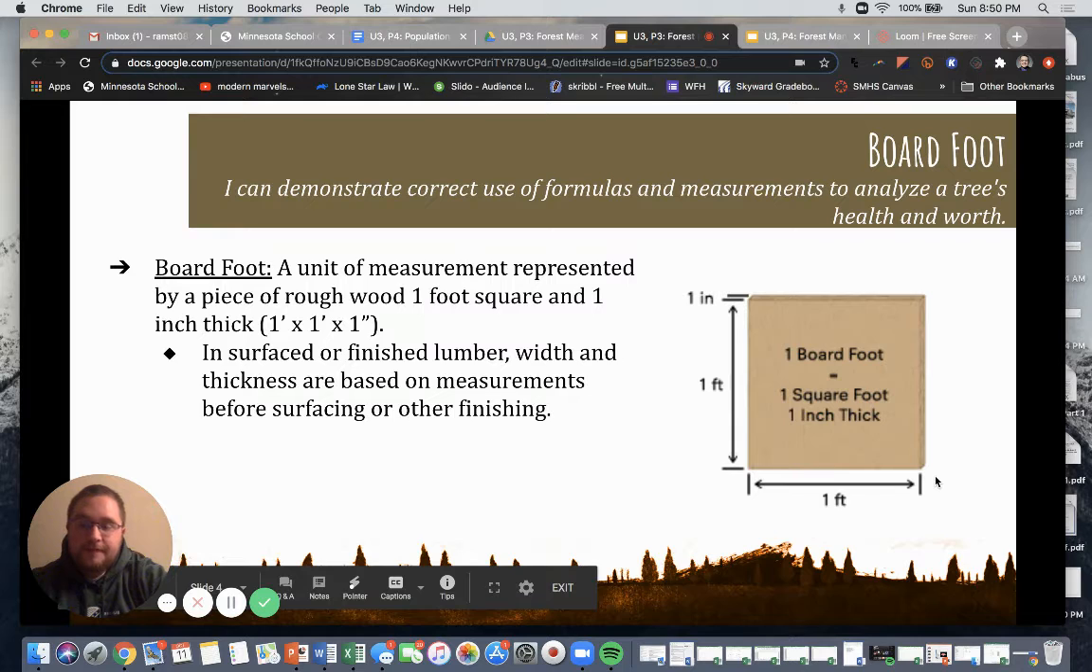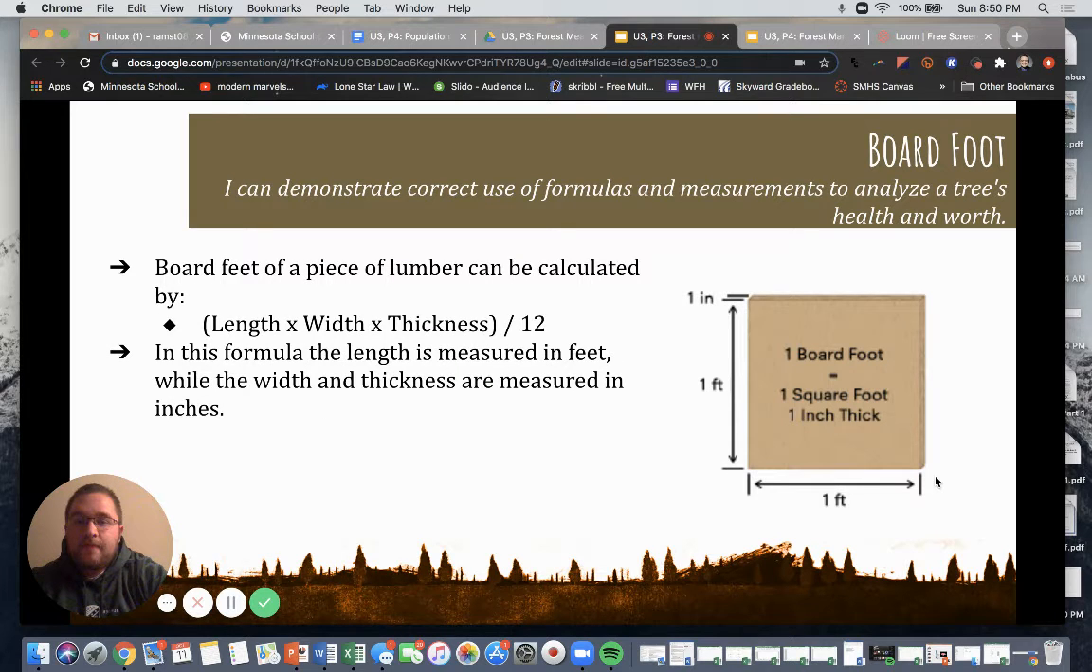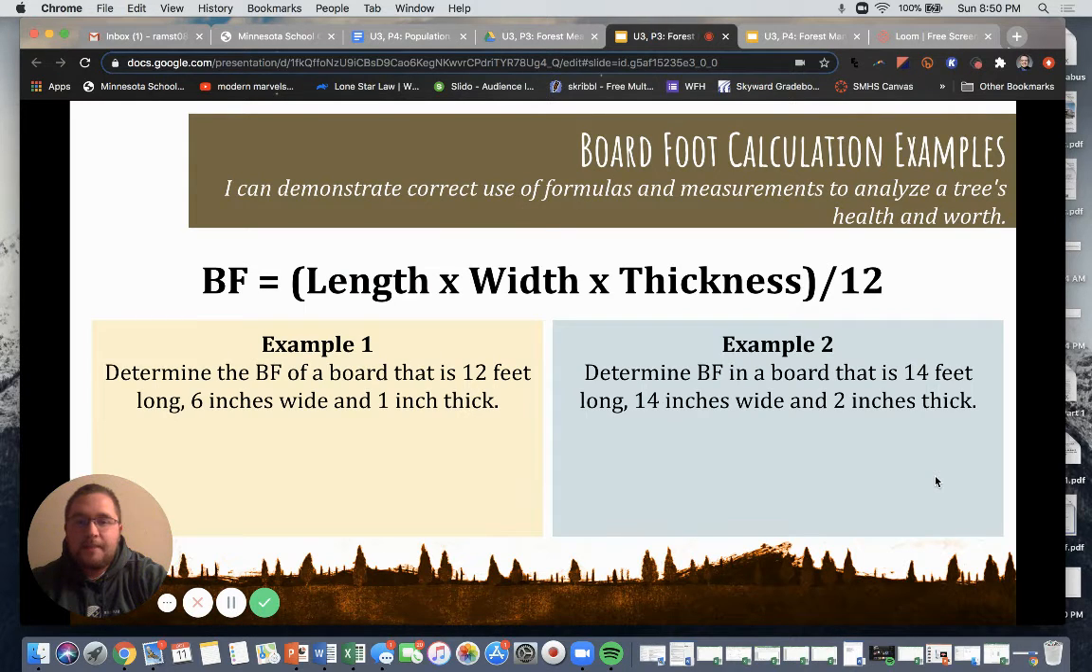That's a board foot. Board feet of a piece of lumber can be calculated by length times width times thickness divided by 12. In this formula, the length is measured in feet, while the width and thickness are measured in inches. So let's do some example problems.